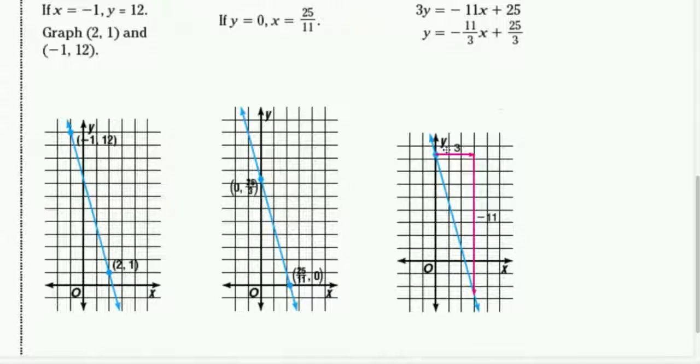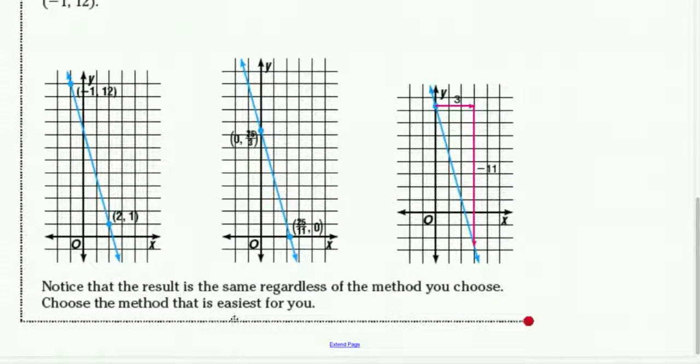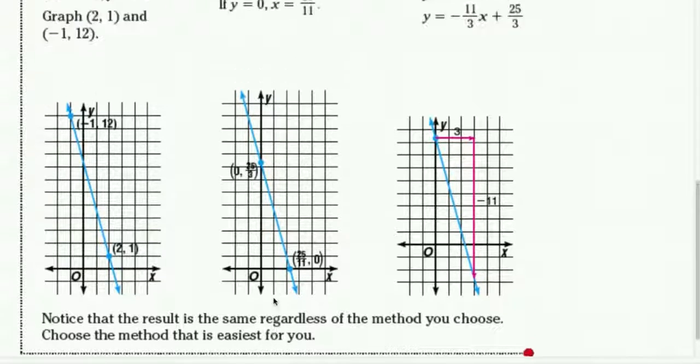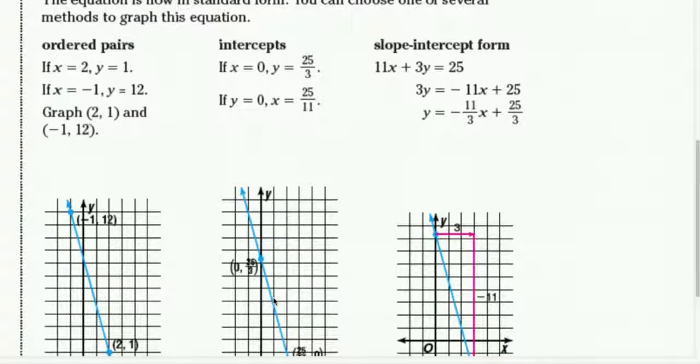Same line. Okay, and notice that the result is the same regardless of the method you choose. Choose the method that you feel will be the easiest for you. The only tip that I can give you on slope-intercept form is this. Again, I told you this already. If you're using slope-intercept form, you need to graph the y-intercept first and then use the slope to find the other point.